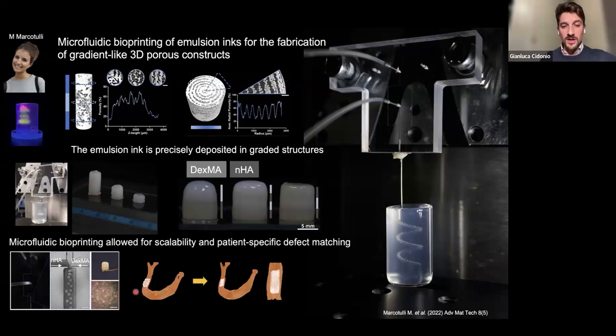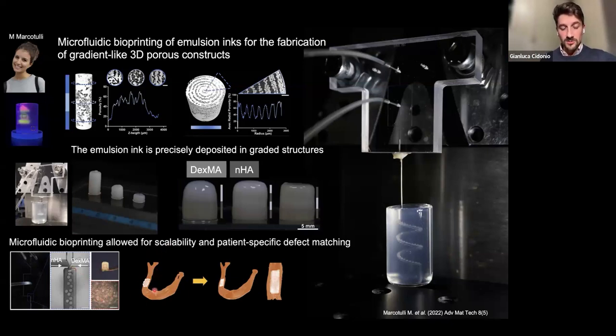We were able to demonstrate that we could print something physiological, for example, like a defect in a jawbone, and really fill it up to then represent, with the highest porosity, the actual trabecular structure of the bone.